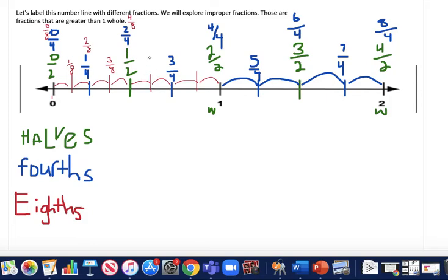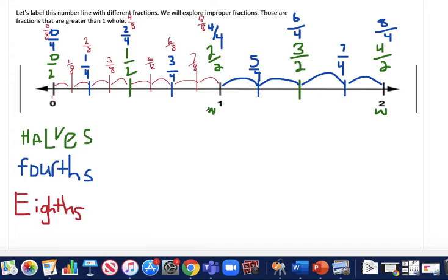Take another jump. We have 5/8. One more jump. This is 6/8. Another jump, and we have 7/8. And finally, one more jump, and that is 8/8, which is also equivalent to 4/4. It's also equivalent to 2 halves, and it's also equivalent to 1 whole.